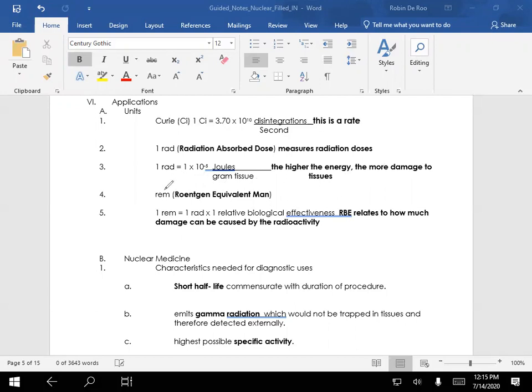Another unit is the rem. It's Roentgen equivalent man. And 1 rem equals 1 rad times the relative biological effectiveness. And the relative biological effectiveness relates to how much damage can be caused by the radioactivity.